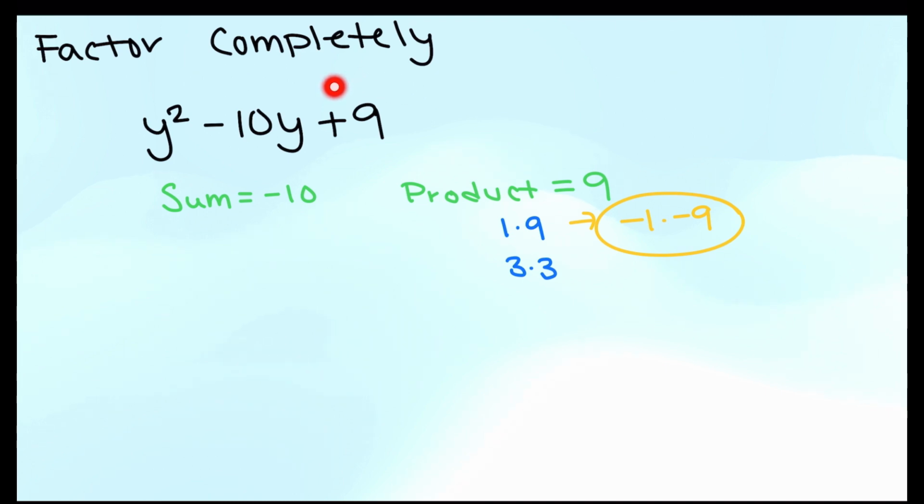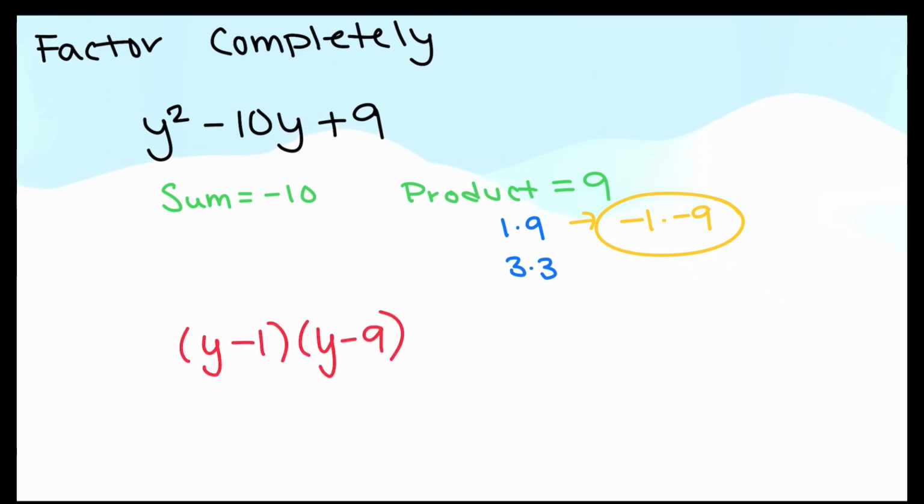So if your last number is positive, but your middle number is negative, both of your numbers have to be negative. So negative 1, negative 9 are my numbers, and that makes my factors y minus 1, y minus 9. Again, you could FOIL this out and you will get the polynomial that we started with.